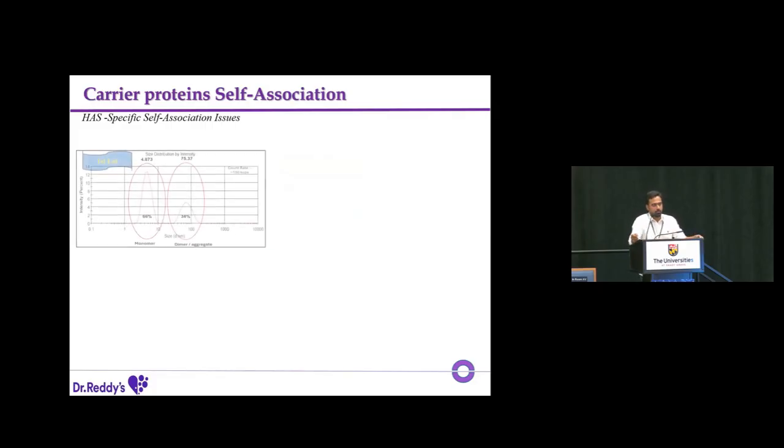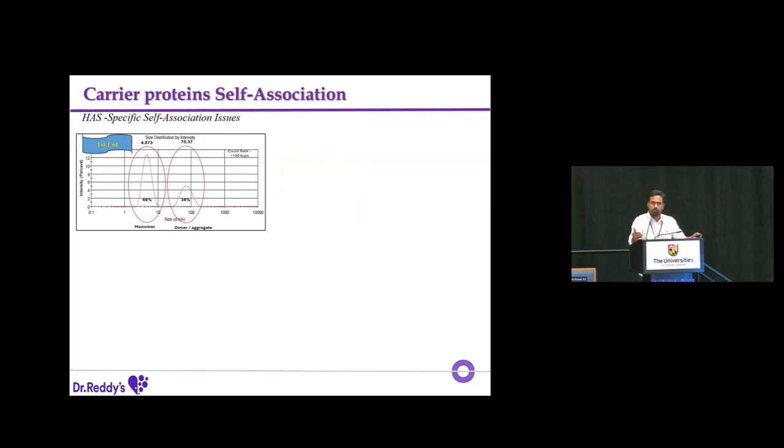HSA in general will come as a monomer, and an aggregate percentage will always be there. This is one of the lots of HSA, human serum albumin. You can see that 66% of monomer or dimers exist, and then 34% is some kind of aggregate. I highlighted the count rate there. Since it is a bimodal distribution, it is always better to go with the count rate instead of the Z average or distribution analysis.